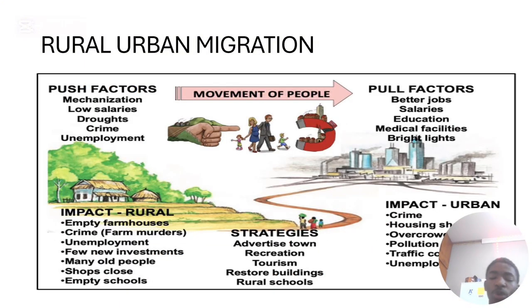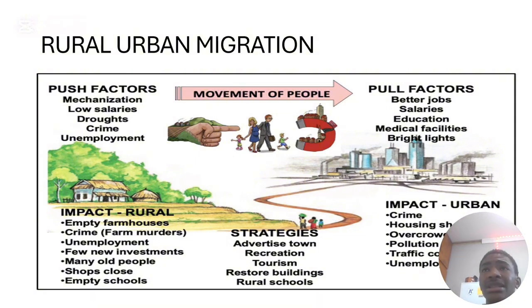So, rural urban migration, push factors and pull factors. What is rural urban migration? So rural urban migration is a movement of people from rural areas to urban areas, right? So we have push factors and pull factors. So what are push factors? Push factors are mechanization, right?